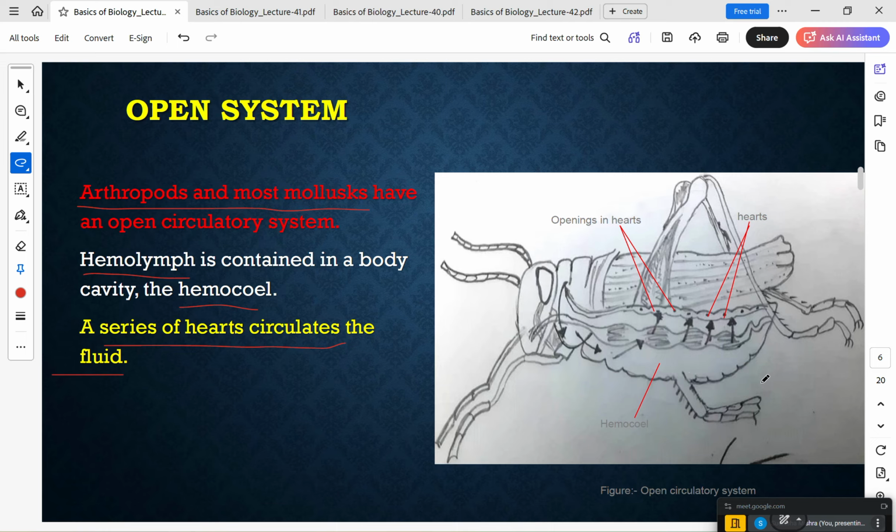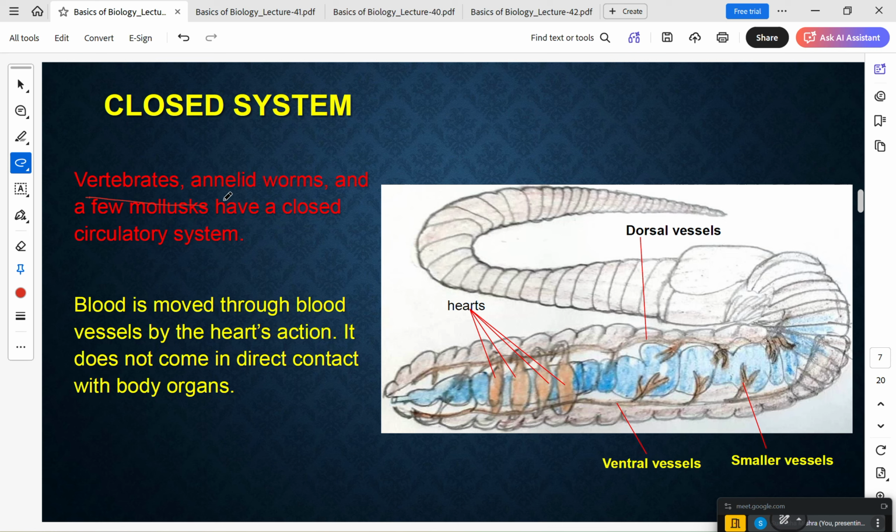Closed circulatory system is usually found in vertebrates, annelid worms, and some mollusks. In these cases, the blood moves through blood vessels by the heart's action. The heart has a certain rhythm to it. Its pumping action is what moves the blood through the whole body. And it does not come in direct contact with body organs. Rather, there is a layer of capillaries or smaller vessels between the organ and the blood.